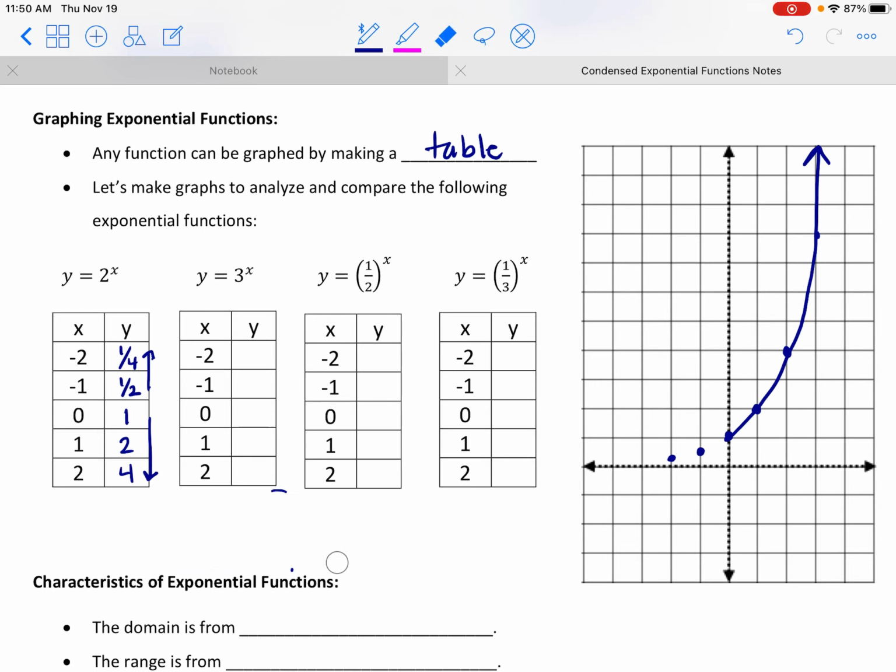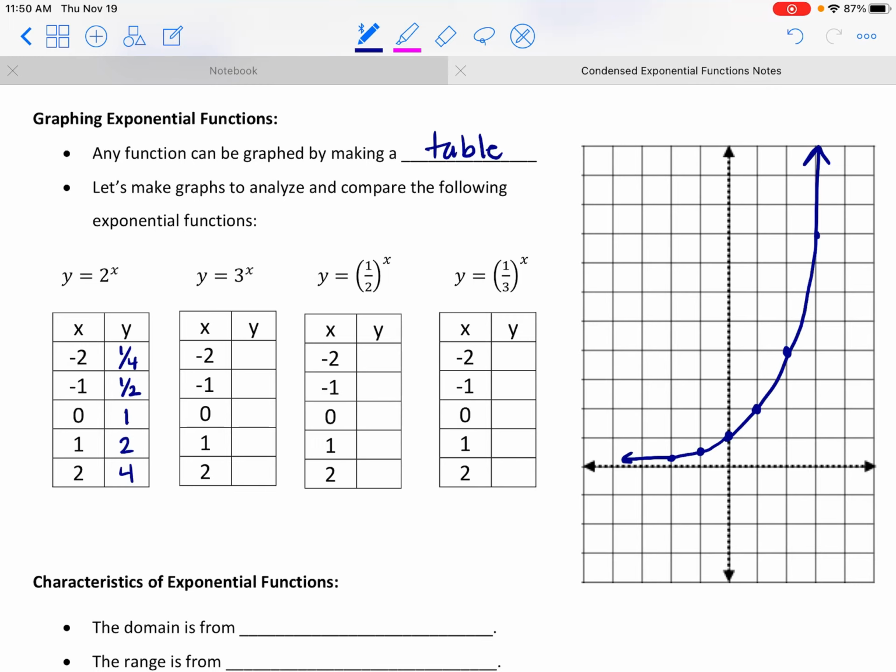So as we go the other direction, the fraction's going to get smaller and smaller, which means we're going to get closer and closer to the x-axis, but we can't actually get to the x-axis. So there's going to be a barrier in the graph. Remember, we call those barriers asymptotes. So there's going to be a horizontal asymptote in that graph. Okay? So there's 2 to the x.